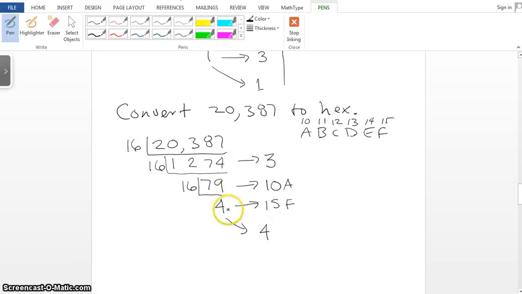Alright, so we have to stop because 16 won't divide into 4. 4 is less than the base. And I always write like a little diagonal arrow to make sure that's my starting point for my answer. Read your answer going up. So this one is what? 4 F A 3. This is base 16, or you can just put hex down there if you want to. Alright, 4 F A 3. Watch out for those with the hexadecimal system. Don't forget A through F is 10 through 15.